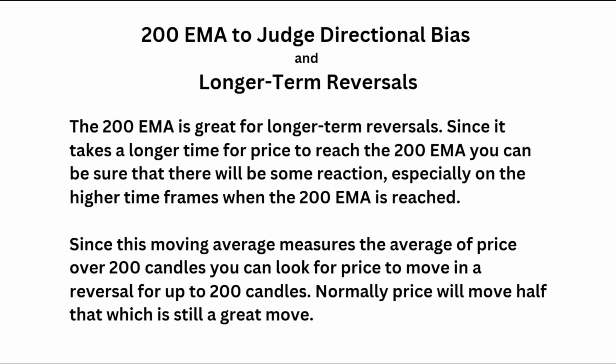The 200 EMA is great for long-term reversals. Since it takes a longer time for price to reach the 200 EMA, you can be sure that there will be some reaction, especially on the higher time frames, when the 200 EMA is reached. Since this moving average measures the average of price over 200 candles, you can look for price to move in a reversal for up to 200 candles. Normally, price will move half that, which is still a great move.